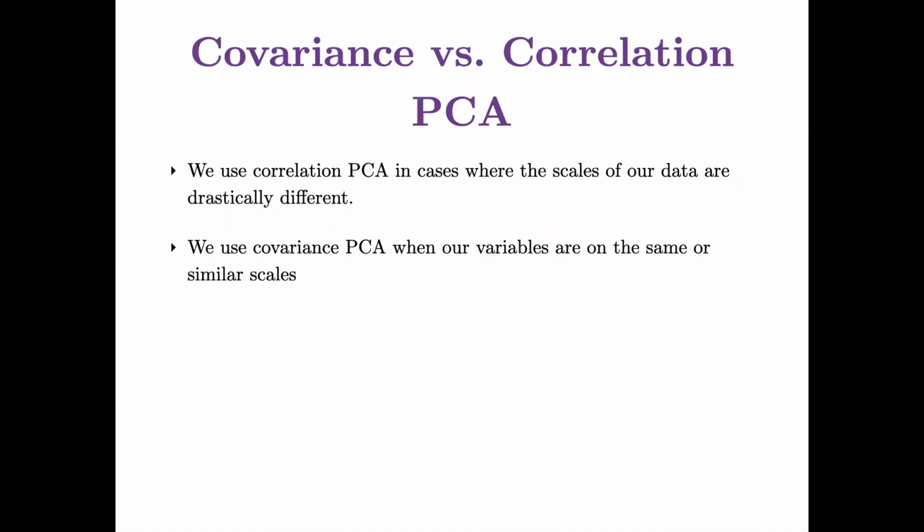The last thing I want to review is the difference between covariance versus correlation principal components. We use correlation PCA in cases where the scales of our data are drastically different. We use covariance PCA when our variables are on the same or similar scales. Remember, when we use correlation PCA, it is standardization that happens in the background.